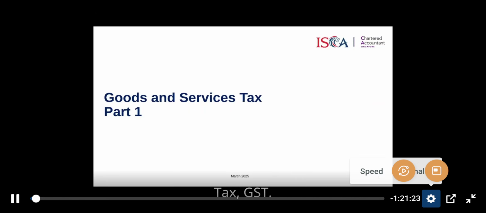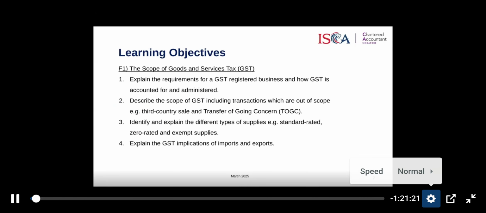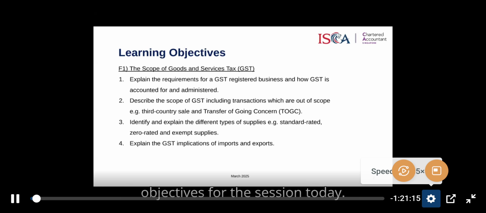Goods and Services Tax, GST. First, let us look at the learning objectives for the session today.